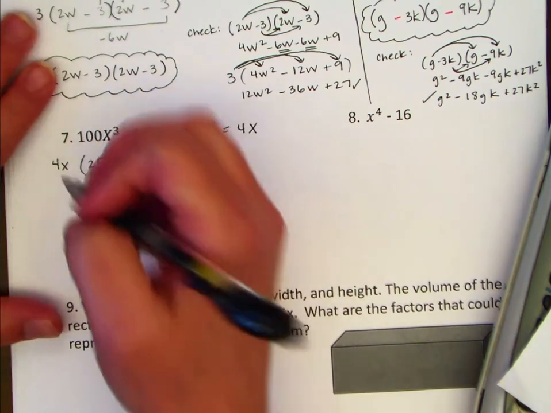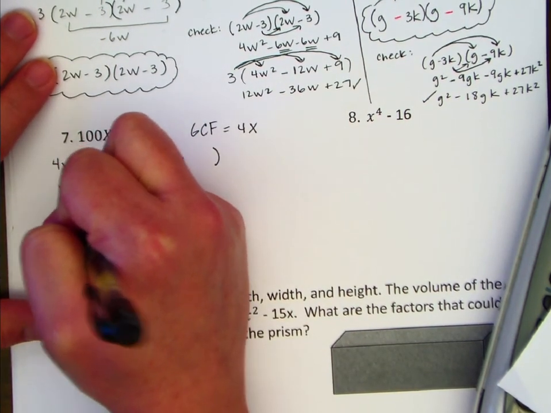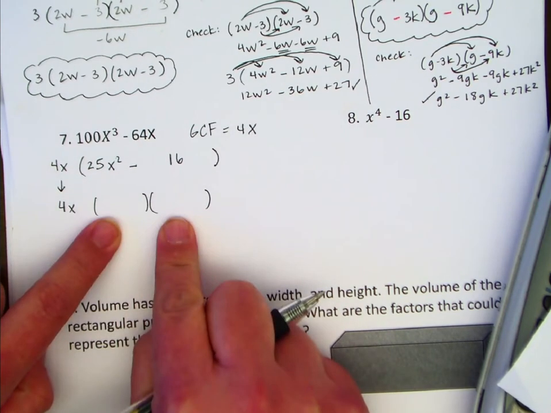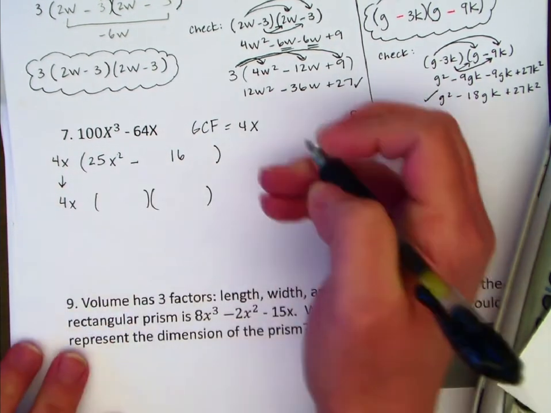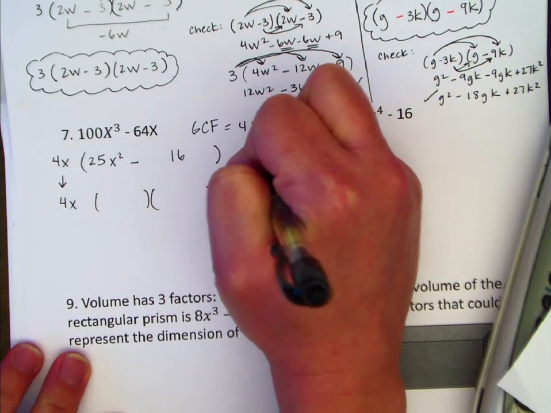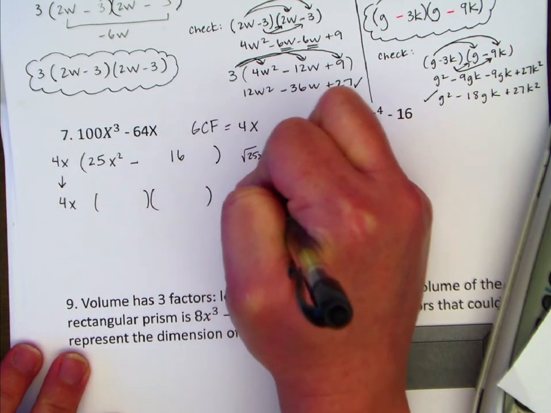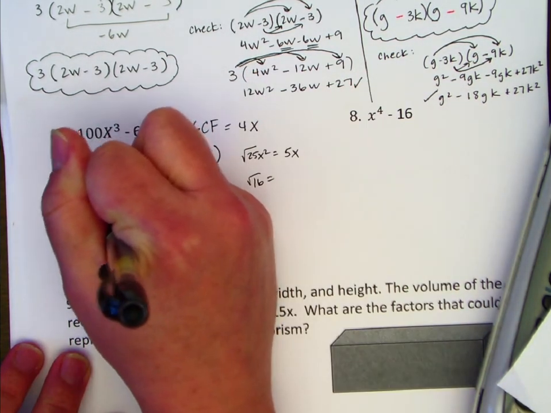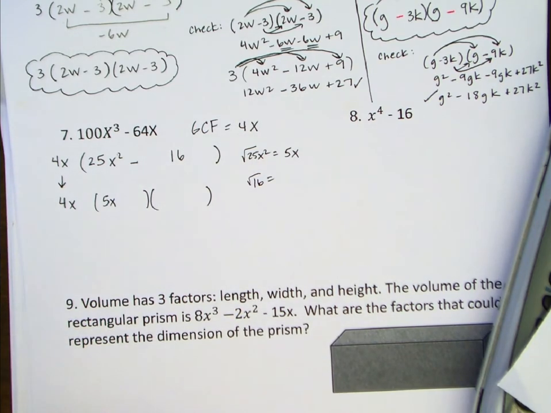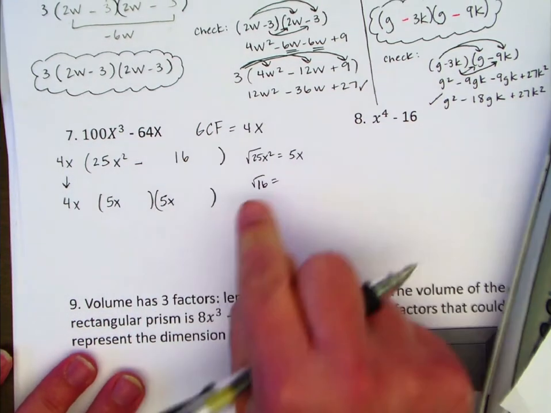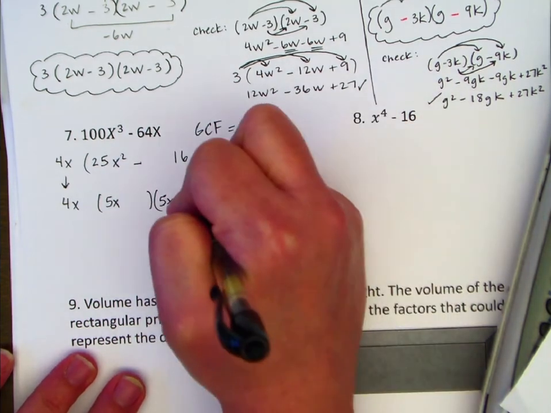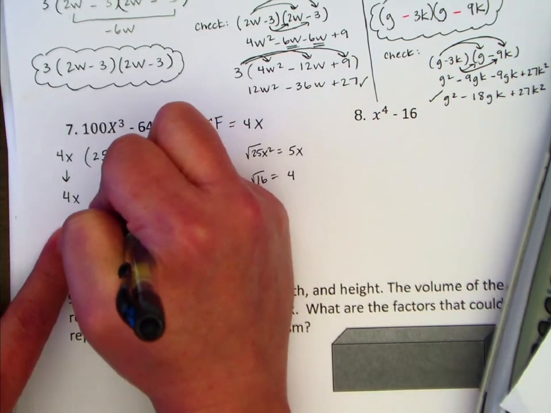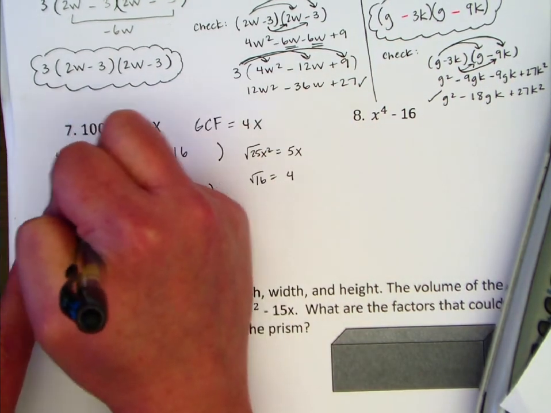So I know I'm going to bring my 4x down, and then I have my double bubble. Take the square root of the 25x squared, put it in the front. Take the square root of 16, put it in the back. Square root of 25x squared, 5x. So that 5x goes in the front of the parentheses. And then square root of 16 is 4. 4 goes in the back of the parentheses. And what do I know about the signs? One has to be positive, one has to be negative. And there you have it.